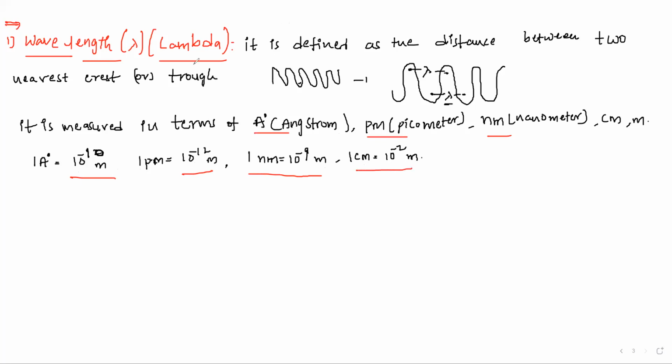So did you understand the wavelength, the distance between two nearest crests or troughs? The distance between two nearest crests or two nearest troughs is called wavelength. That's it. Okay.